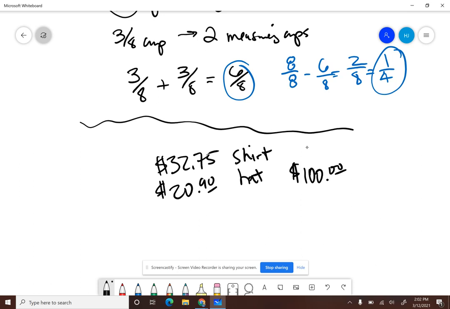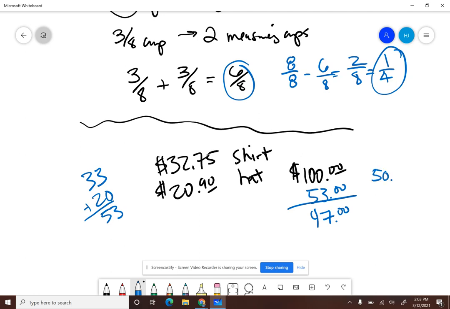Again, this 32.75, maybe I could go ahead and round that to 33. Maybe this 20.90, I could just go ahead and leave it as 20, because 20 is a lot easier to figure out. So now that means that added together, that's $53. So if I take 53 away from 100, that's going to be $47, which kind of makes sense. 50 would be half of 100, right? So if I really spent like 53, then it makes sense that this number should be close to 50 as well. So $47.